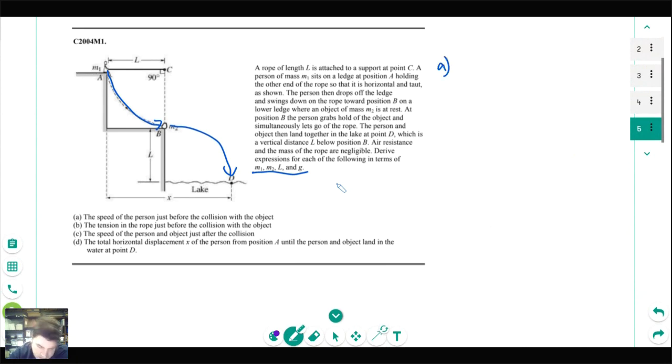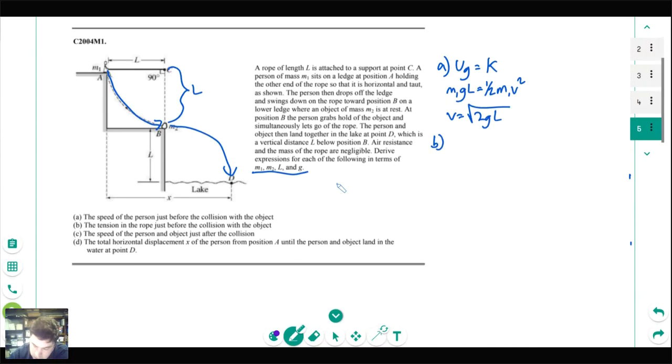All right, so part A, we have the person at point A. They're falling down. This looks like a potential energy turns into kinetic energy sort of problem, where we've got M1, G, how far are they falling? They're going to fall this distance, which is L. So we can get V is the square root of 2GL, M1 disappears. So far, so good.